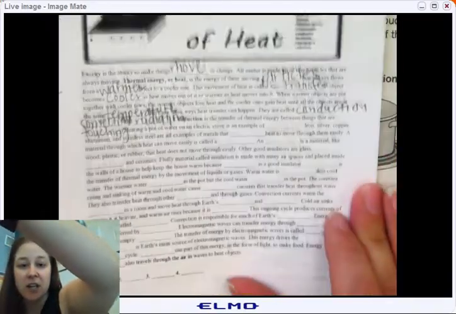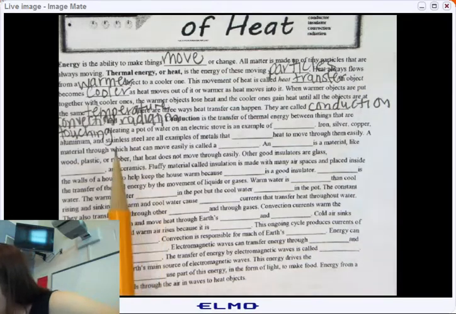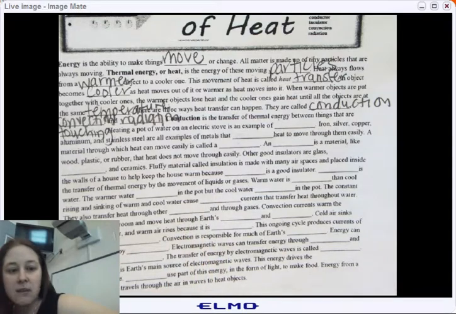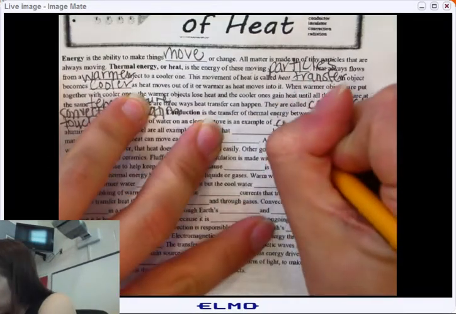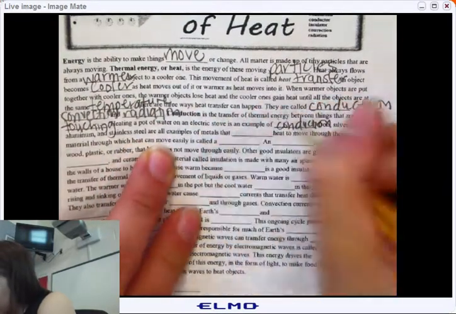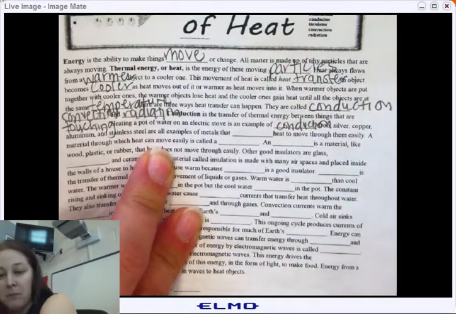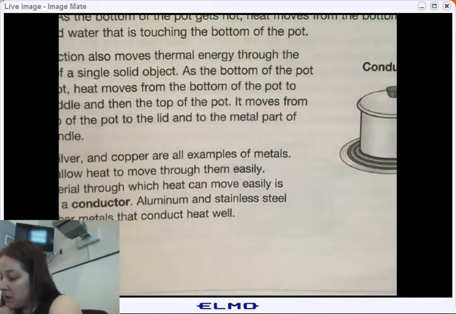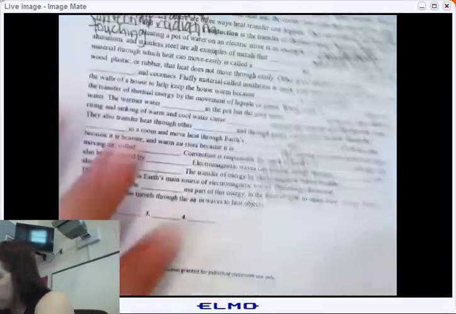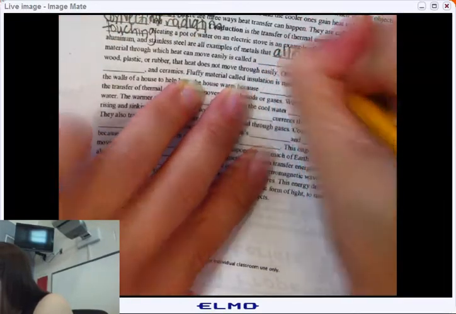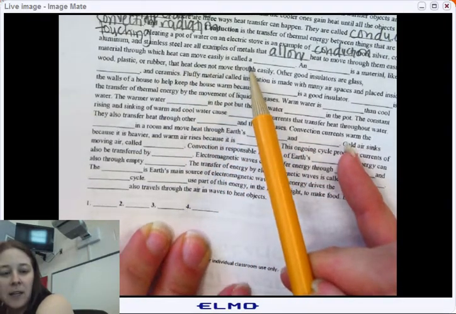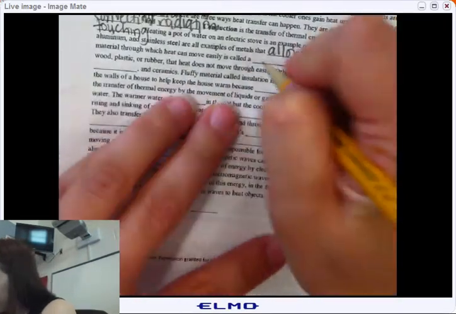So when we go over here and we look, we say, heating a pot of water on an electric stove is an example of, it's all touching, it's all an example of conduction. Iron, silver, copper, aluminum, and stainless steel are all examples of metals that blank heat to move through them. What do? They all allow heat to move through them easily. A material through which heat can move easily is called a conductor.